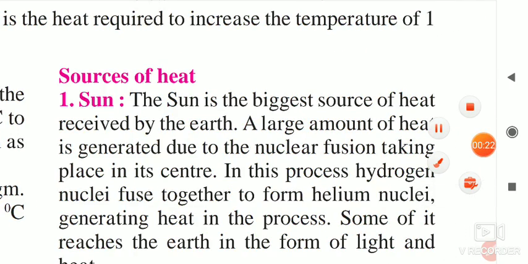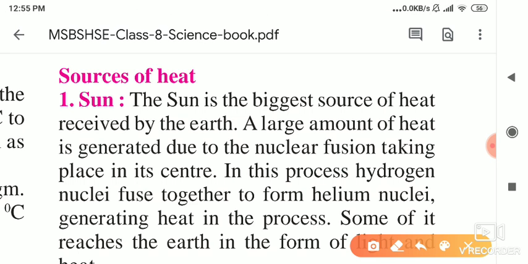Sources of heat. As I told you before, the main source of heat is the sun, and it is the biggest. The sun's energy is available to us in different forms of energy, and one of its forms is heat. So here the sun is the biggest source of heat received by the earth, and from that source we are getting the heat.